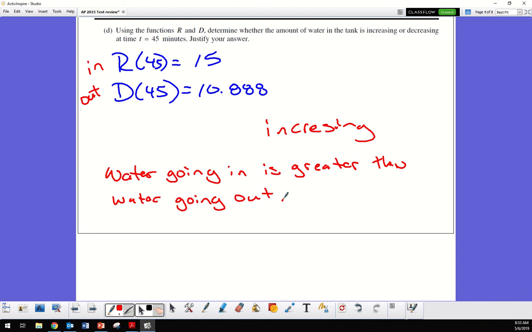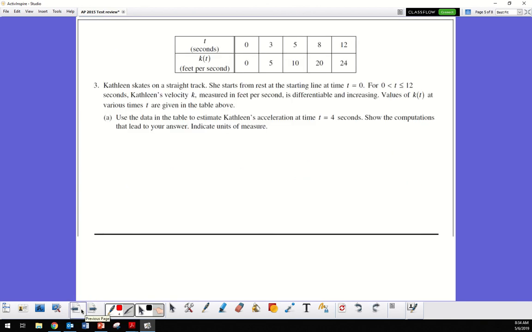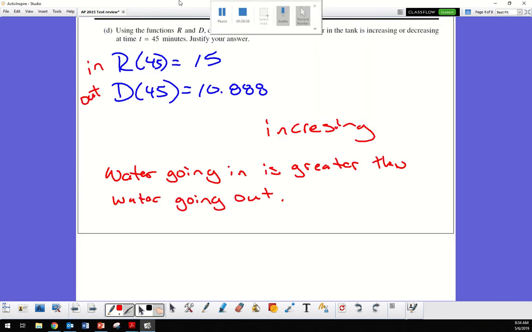It's not too bad, it's just there's a lot of parts and little things that you have to really pay attention to. Alright, so I'm going to stop the video here. I'm done with this one. Now, we're going to use the rest of the time. Our next problem is going to be number 3. We're going to do number 3 next.